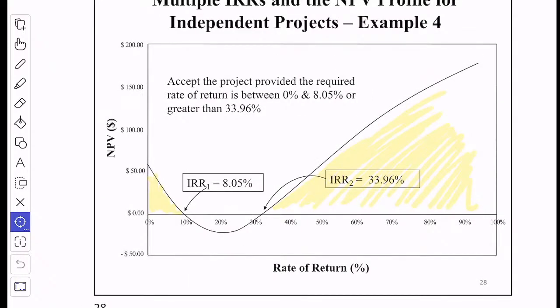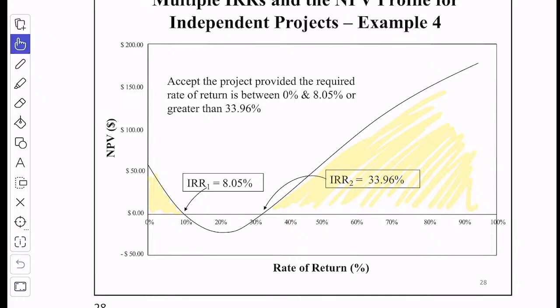So either very high discount rate, so that would be for projects or capital allocated for risky investments, and the other alternative is to have a low discount rate. Okay, and both of those would satisfy the NPV criteria, NPV greater than 0.